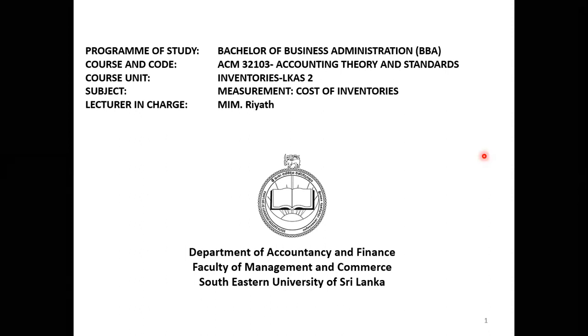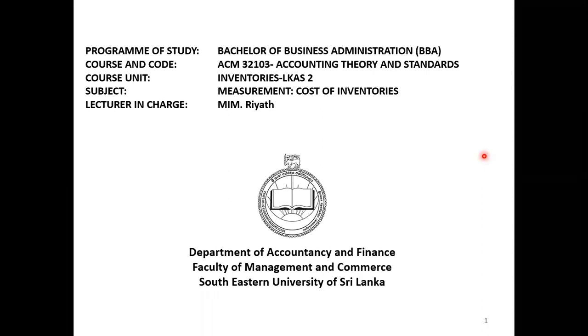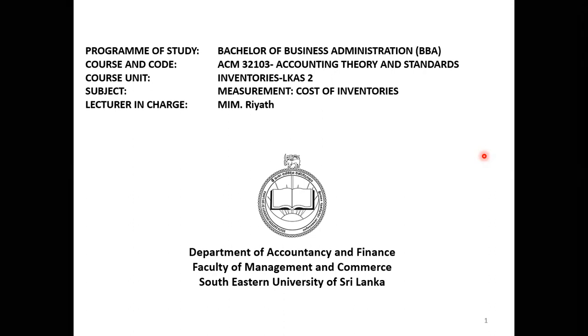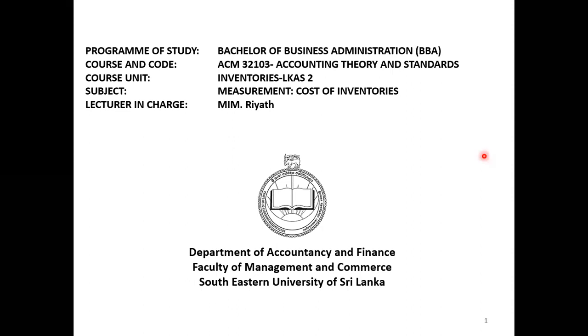And today we are going to start a new chapter called Inventories, according to Sri Lanka Accounting Standard number 2. This is series 2, right? Sri Lanka Accounting Standard 2, Inventories, and today's session is about measurement. So how to measure the cost of inventories.